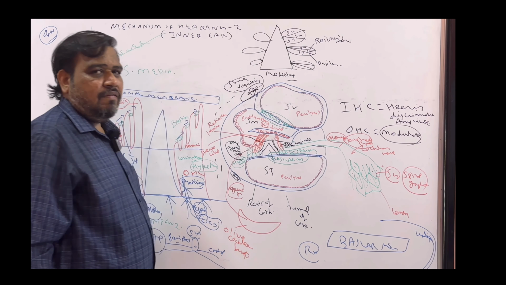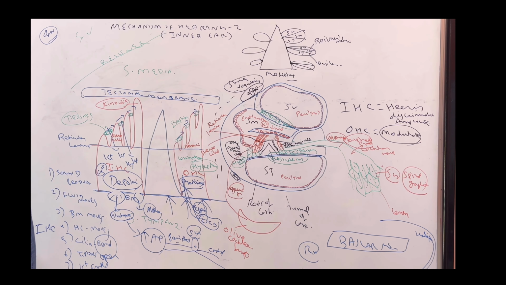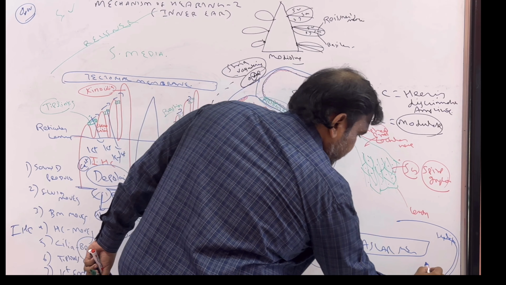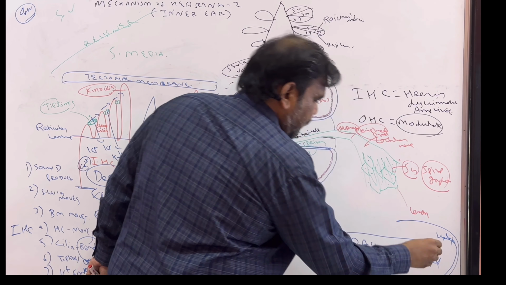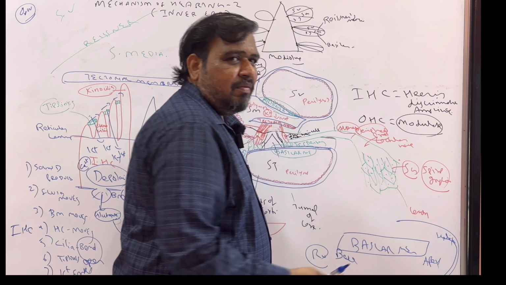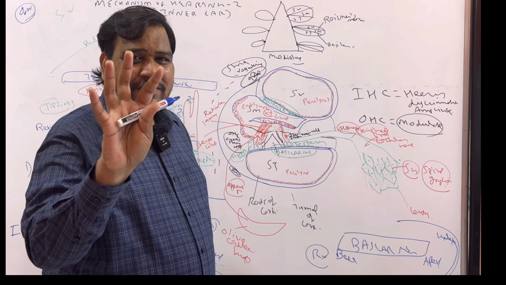Helicotrema is where scala vestibuli and scala tympani join together. So this is the base of the basilar membrane, this is the apex of the basilar membrane. What point I want to add is, each part of the basilar membrane is specialized in identifying a specific frequency.